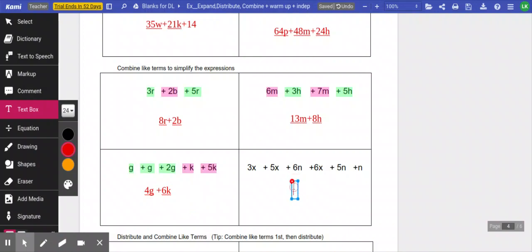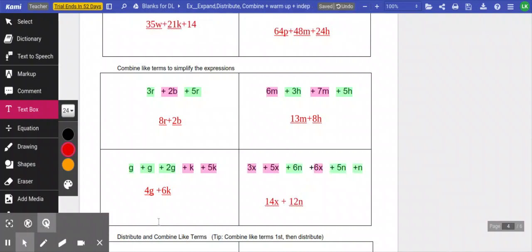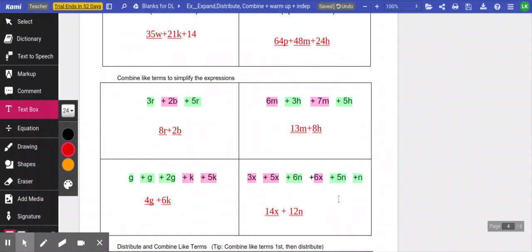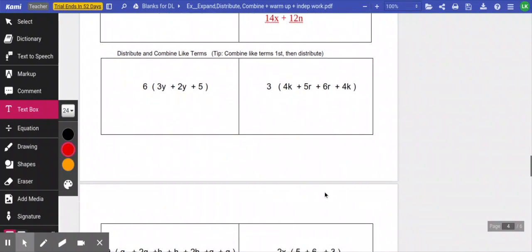All right, go ahead and check out this last one. Then resume the video so you can see if you got it right. All right, so I'm resuming the video here. We have our x's, 3 and 5 make 8, plus 6 makes 14, and 6 plus 5 plus 1 is 12. All right, nice job. We're almost done here.